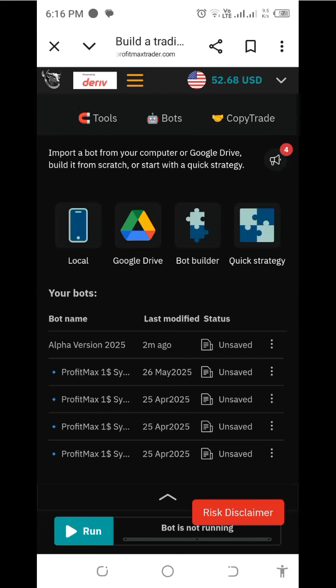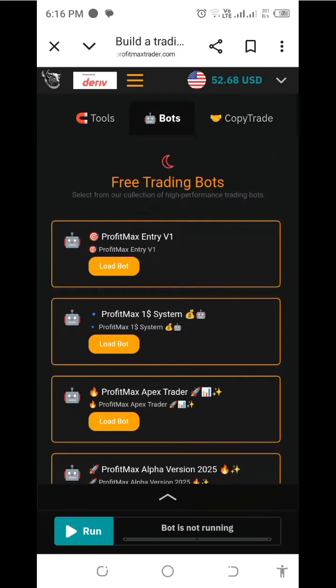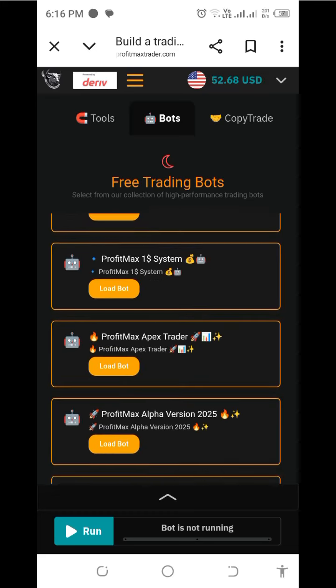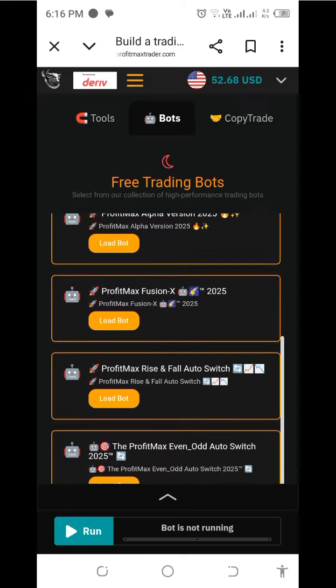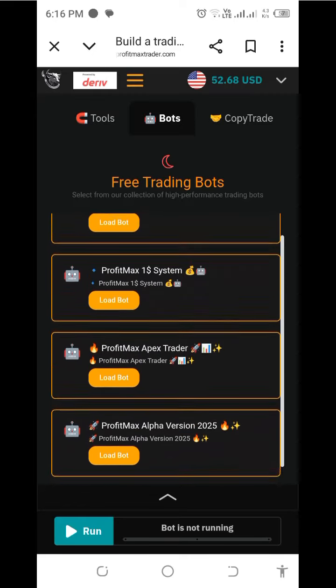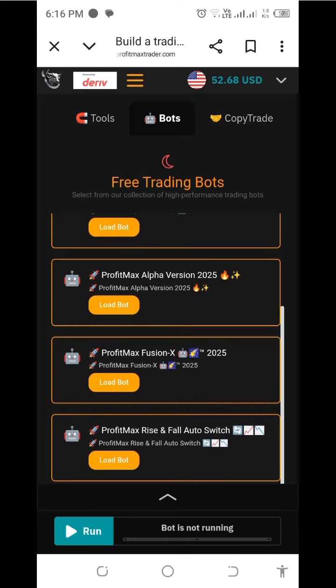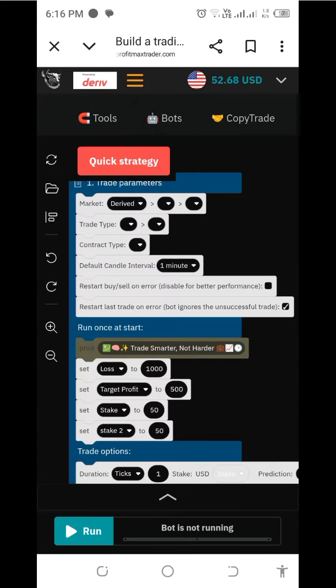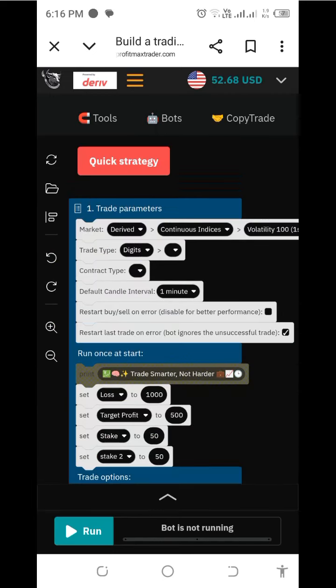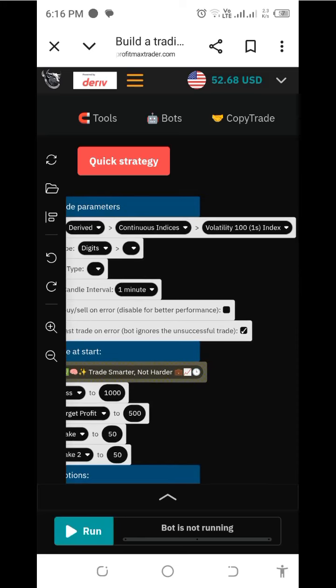Now check out this Deriv small account growth strategy. The first thing you need to do is to come to the bot section and then look for a bot called the ProfitMax Alpha version 2025. Load it using the buttons that you can see there, and then of course it will automatically be loaded to the trading section. Okay, once it's there, we now want to go to Deriv TradingView charts.